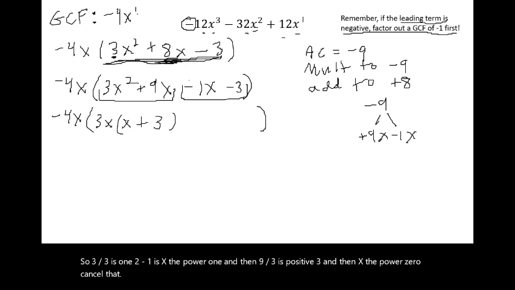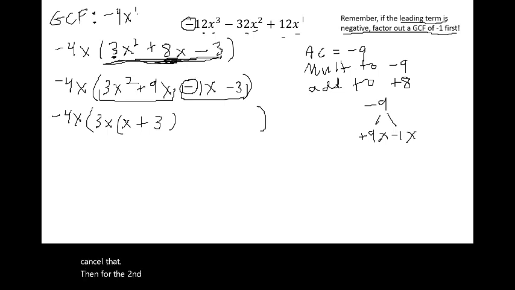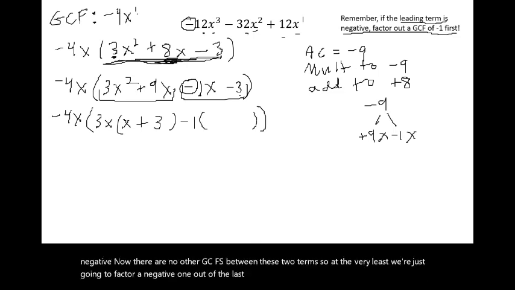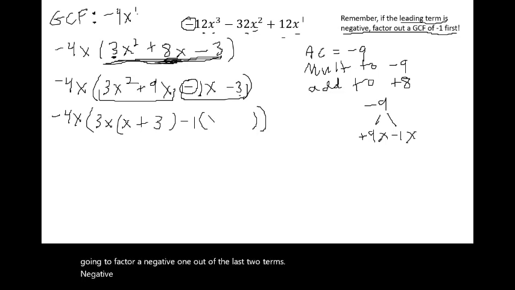Then for the second group, because this third term is negative, you at least need to factor out a negative. Now, there are no other GCFs between these two terms, so at the very least, we're just going to factor a negative 1 out of the last two terms. So negative 1 divided by negative 1 is positive 1x. Negative 3 divided by negative 1 is positive 3.